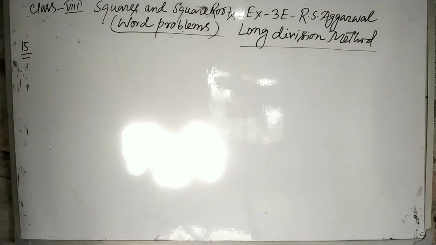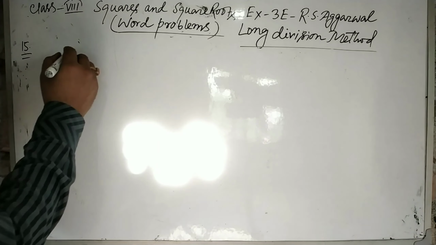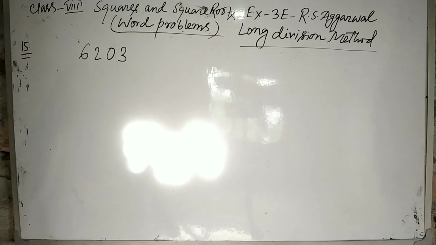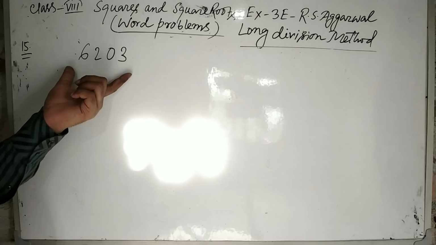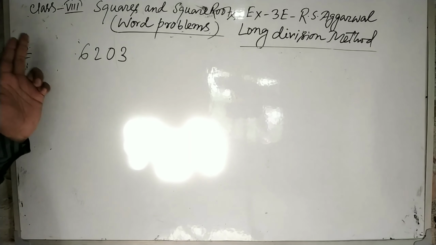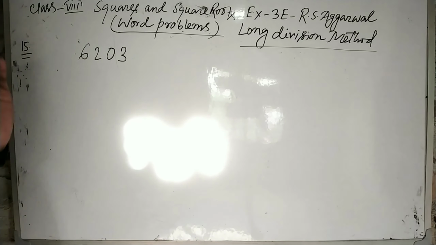Now come to question number 15. Find the least number which must be added with 6203 so that the resulting number is a perfect square number. Find the perfect square number and its square root. So the language indicates that this number 6203, it is not a perfect square number. We have to add something with this number so that the new number will be a perfect square number.